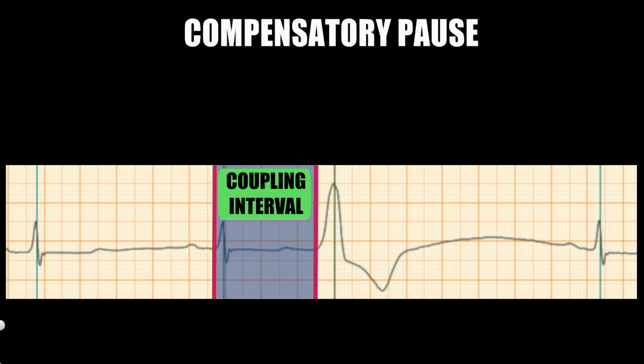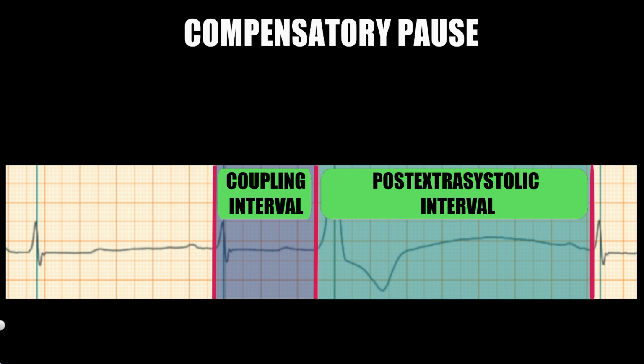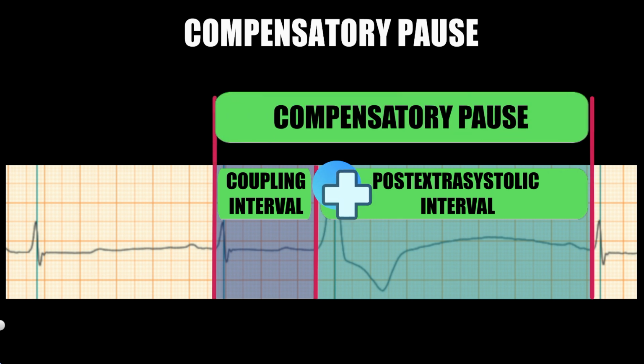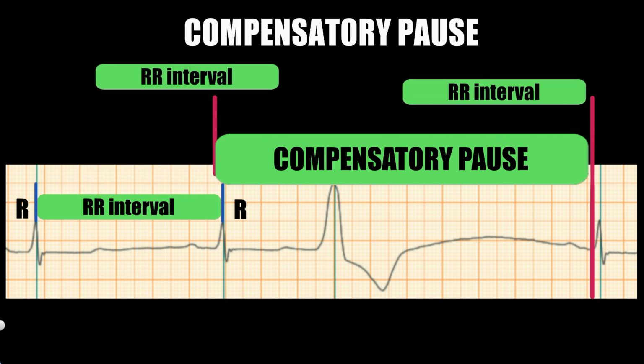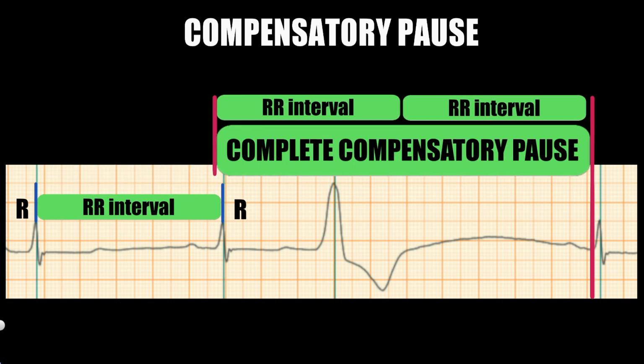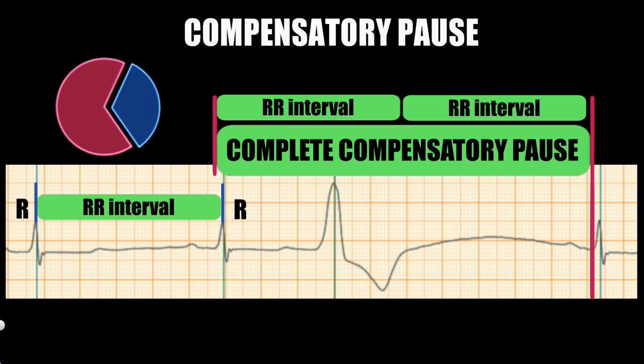Now let's describe the compensatory pause. But firstly, we define the post-extrasystolic interval as the distance from the PVC to the next normal sinus beat. Both the coupling interval and the post-extrasystolic pause form the compensatory pause. If the compensatory pause is equal to 2 normal RR intervals, it is called a complete compensatory pause. In the vast majority of PVC cases, the compensatory pause is complete.